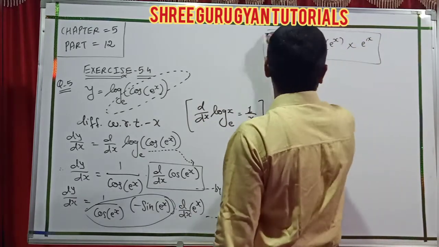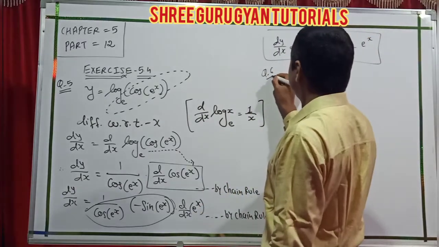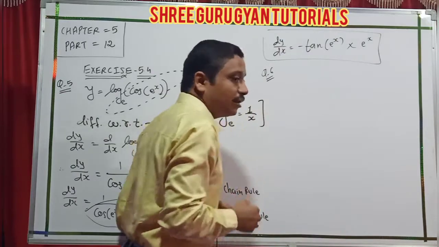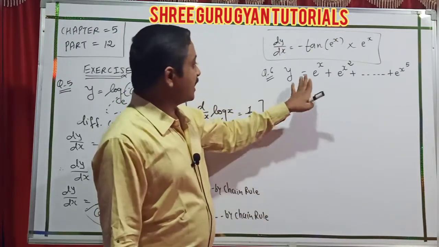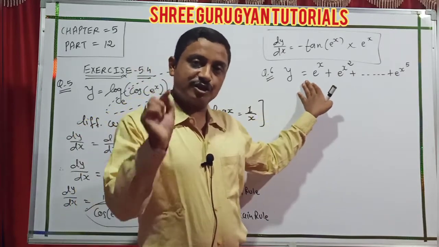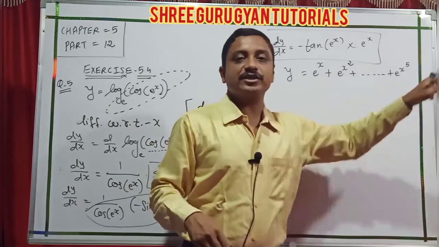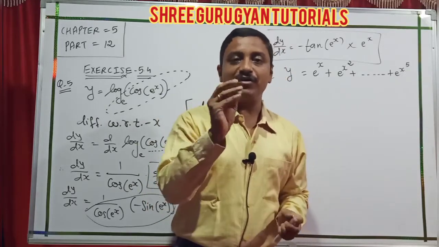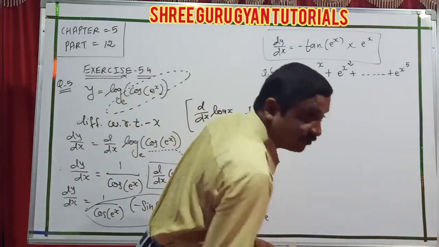So students, this question number 5 is easily finished here, and it's very simple. Now students, I am going to question number 6. e raised to x square plus up to e raised to x raised to 5. Students, here a total of 5 functions are given, so I start with these 5 functions.